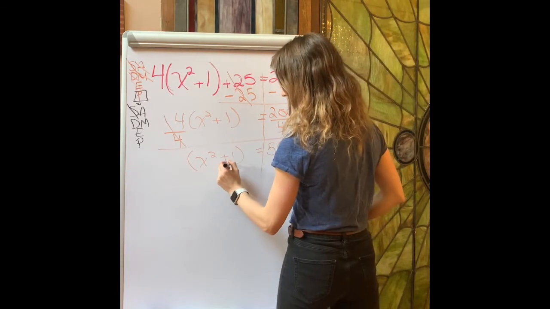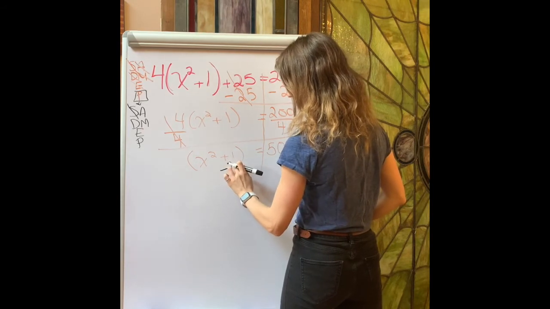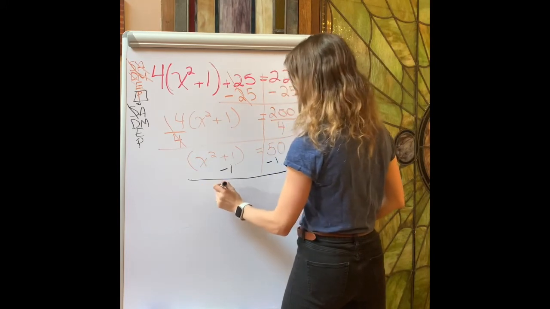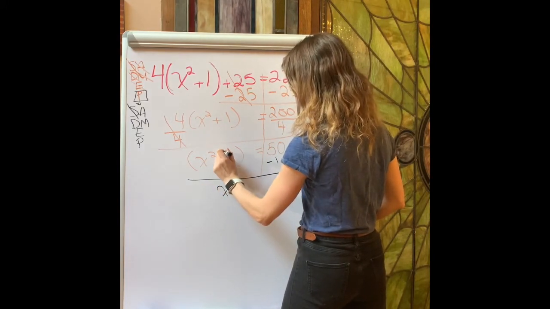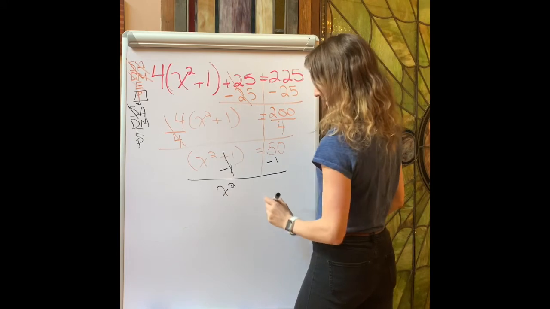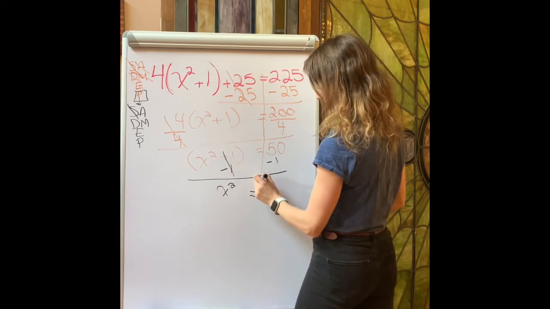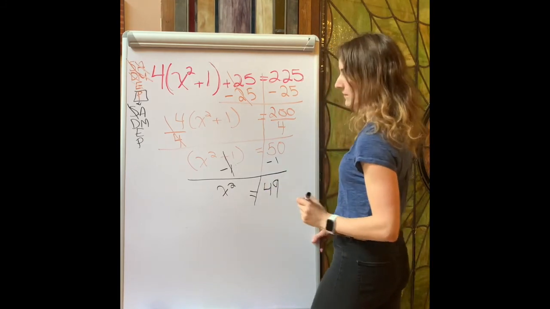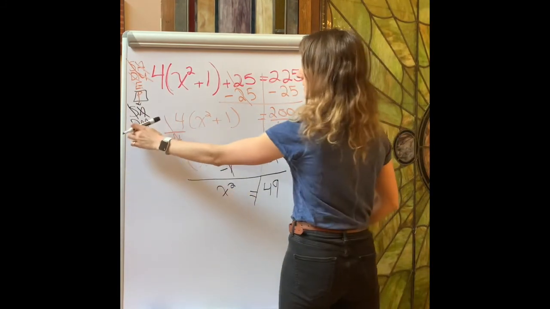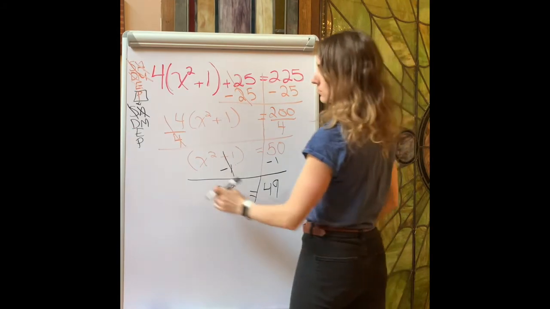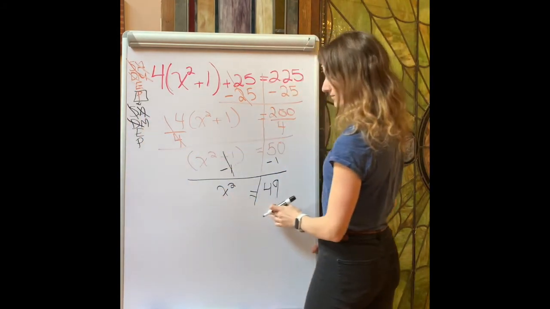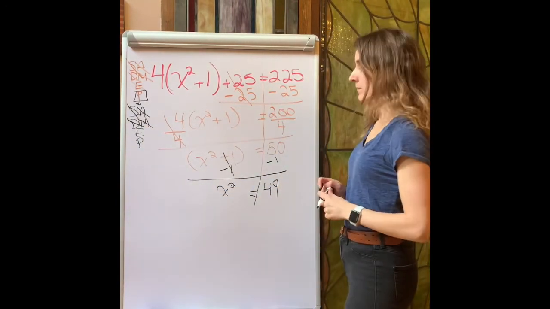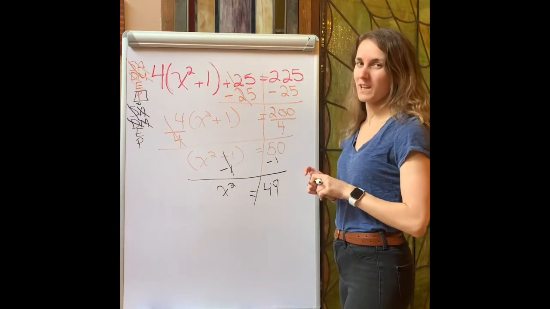The inverse of addition is subtraction. Take away 1. Take away 1. And I get x squared, because 1 take away 1 is 0, equals 50 take away 1, which is 49. Okay, I've done my addition. Is there division? Nope. Multiplication? Nope. Exponents. Okay. Now, let's see if you remember what the inverse of an exponent is.